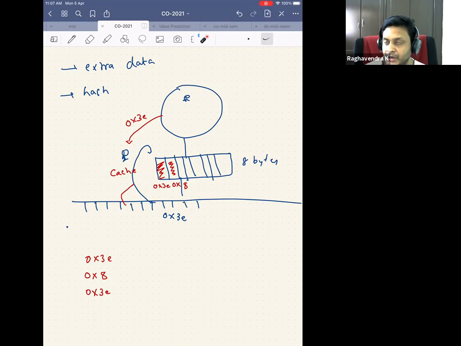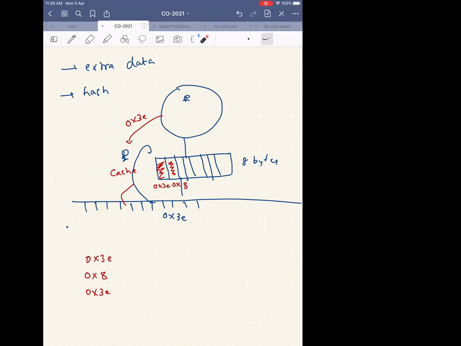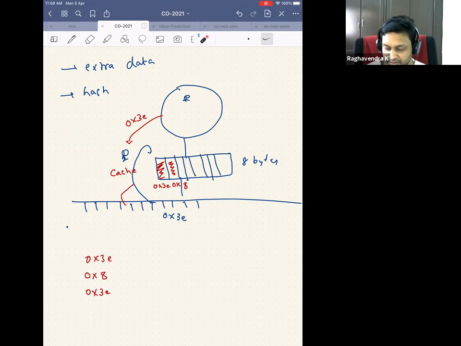So how do you know that it is 0x3's data? How do you know that it is 0x3's data? Any answer is fine. Are you able to hear me? Hello? Yes, sir, we can hear you. Okay. So how do I know that it is 0x3's address or data?